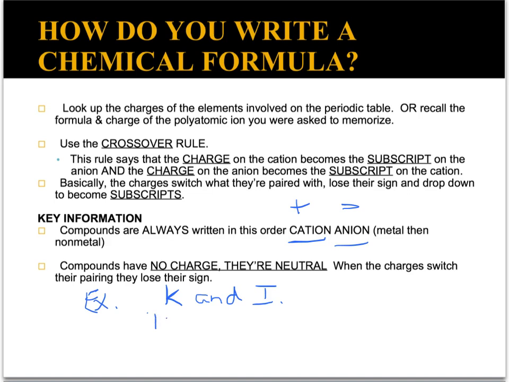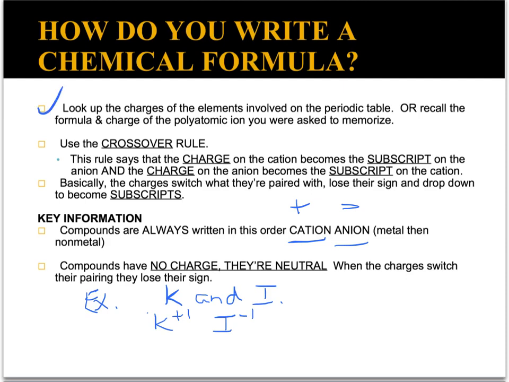So first step is I'm going to look on the periodic table and find the ionic charge for potassium. When I find potassium, I see that it's in group 1, so it makes an ion with a +1 charge. I'm going to do the same thing for iodine. Iodine is in group 17, and next to it you should find a -1. So there's the ionic charges. So I've done step 1.